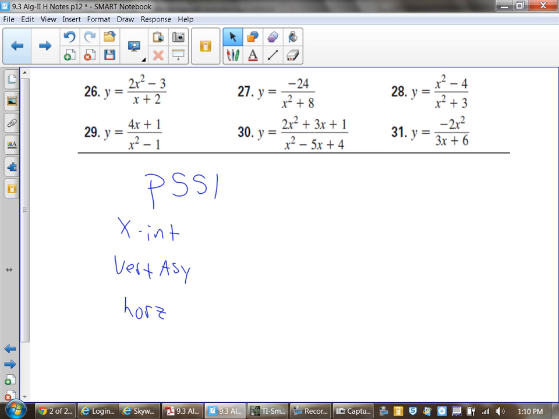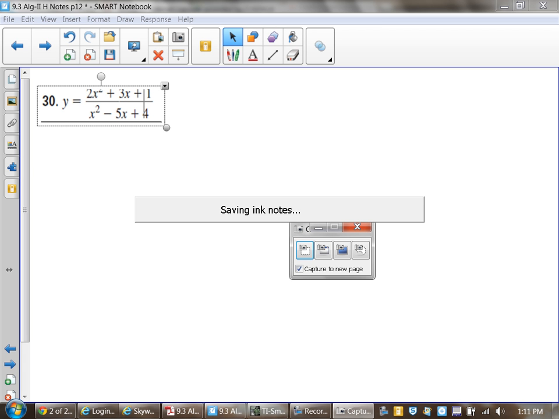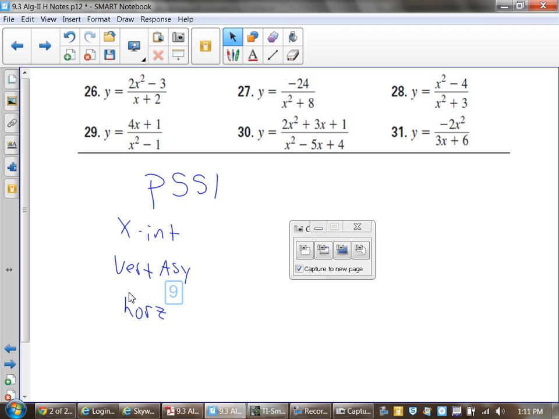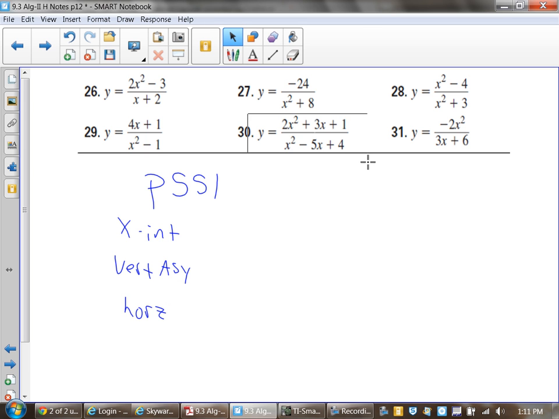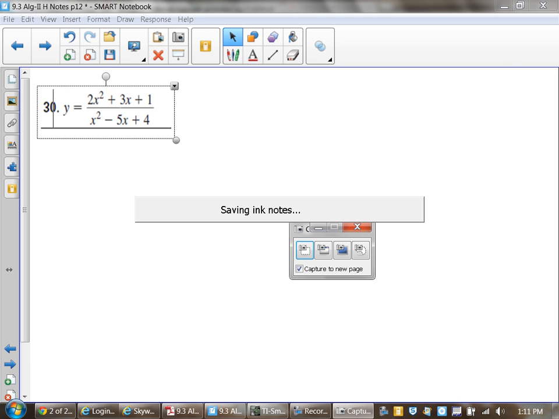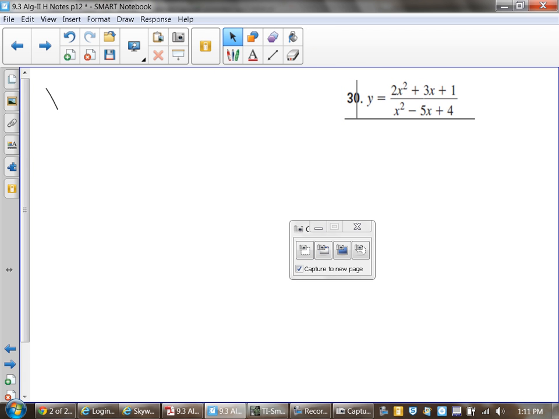All right. Let's look at 30. When you have to set up a problem like this, you obviously have to do factoring. So when you factor your numerator, your x-intercepts are going to be located at the zeros of the numerator. 2x squared plus 3x plus 1 equals 0.